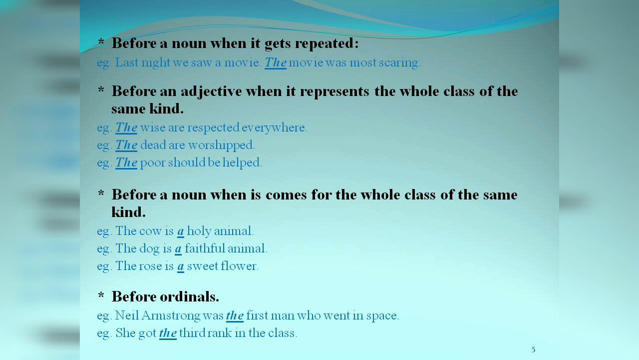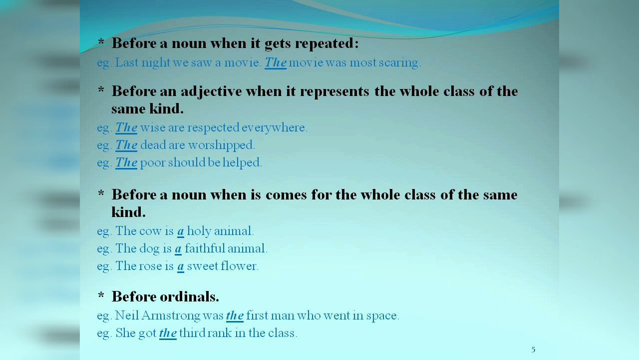Okay. Next rule says before an adjective when it represents the whole class of the same kind. Whenever an adjective comes in a sentence to represent the whole class of the same category, we use the before it. And such adjectives are not followed by any noun. They convey a plural sense always. Like the wise are respected everywhere. Here, the phrase the wise refers to the category of wise people, and it does not refer to any specific individual who is wise.